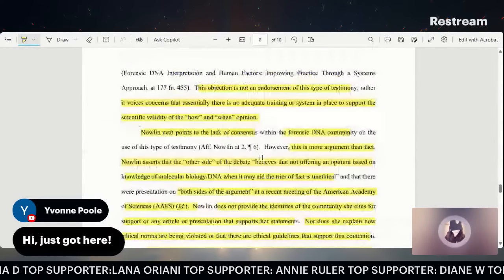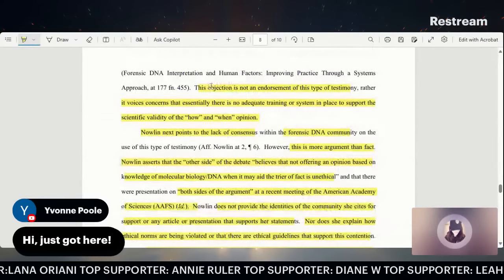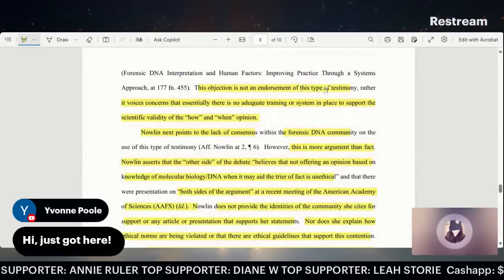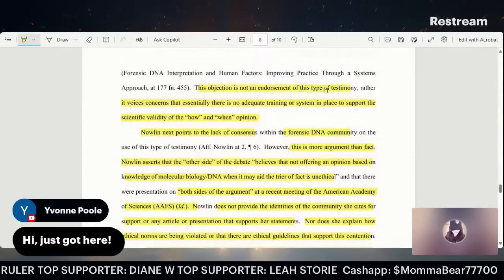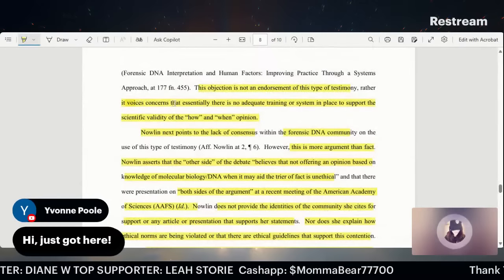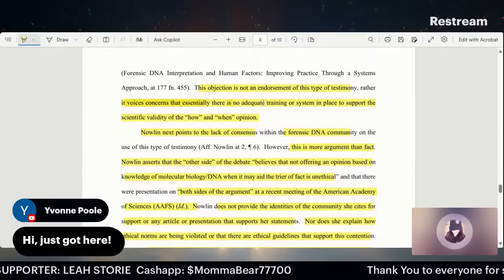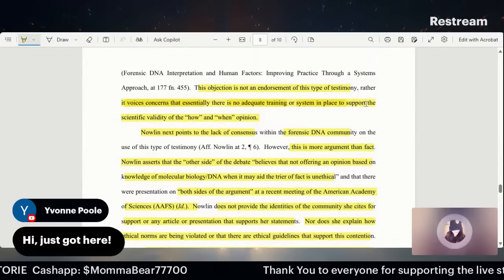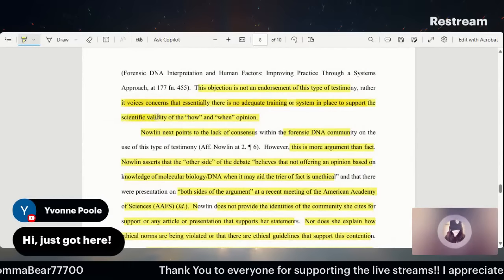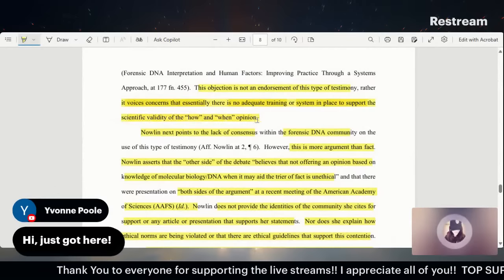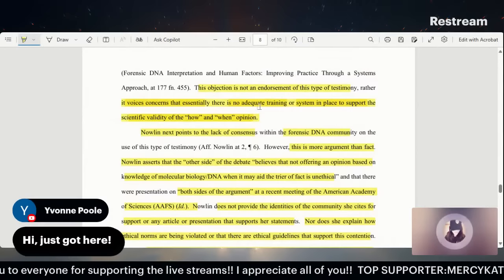Interesting. All right. They cite it here. This objection is not an endorsement of this type of testimony. Rather, it voices concerns that essentially there is no adequate training or system in place to support the scientific validity of the how and the when. Right, because there isn't.